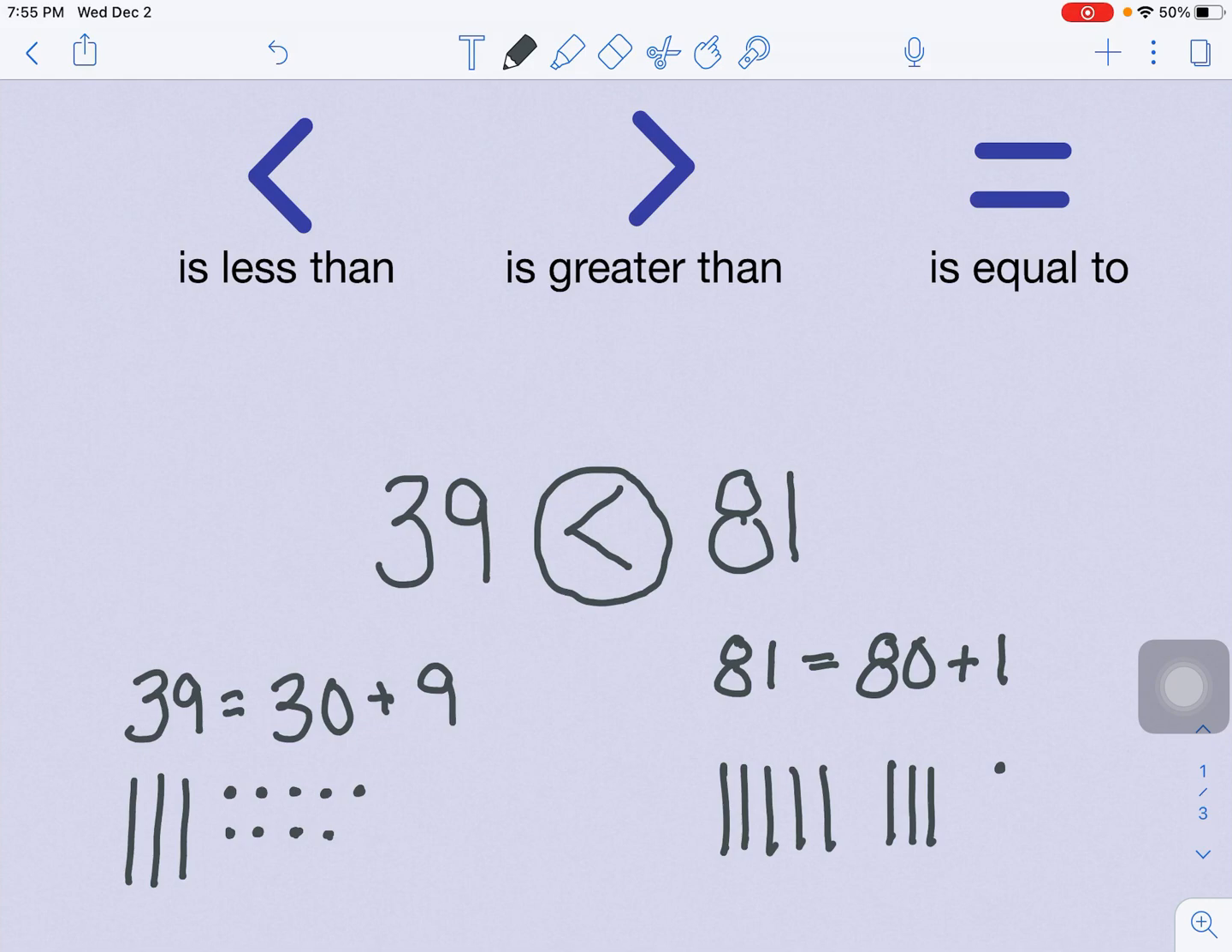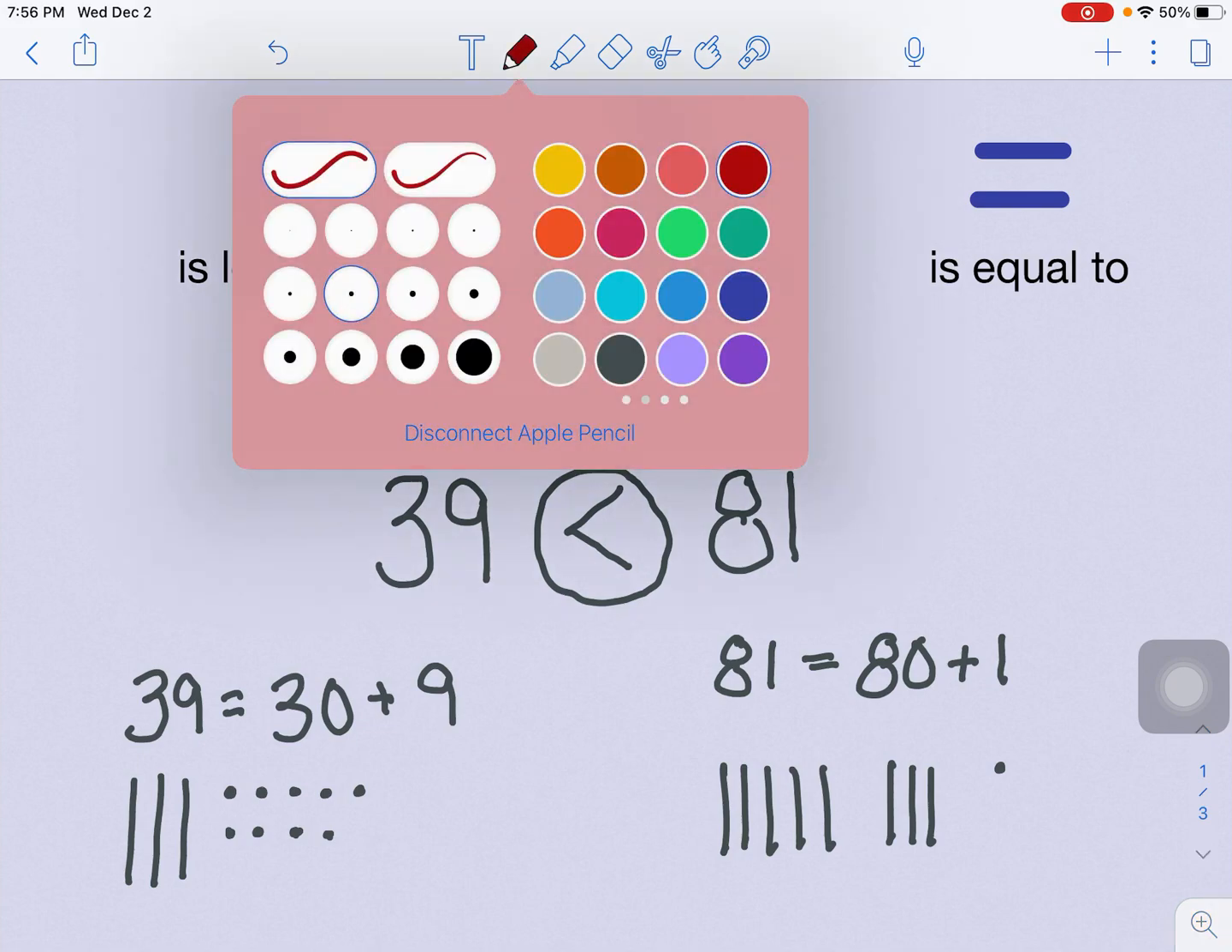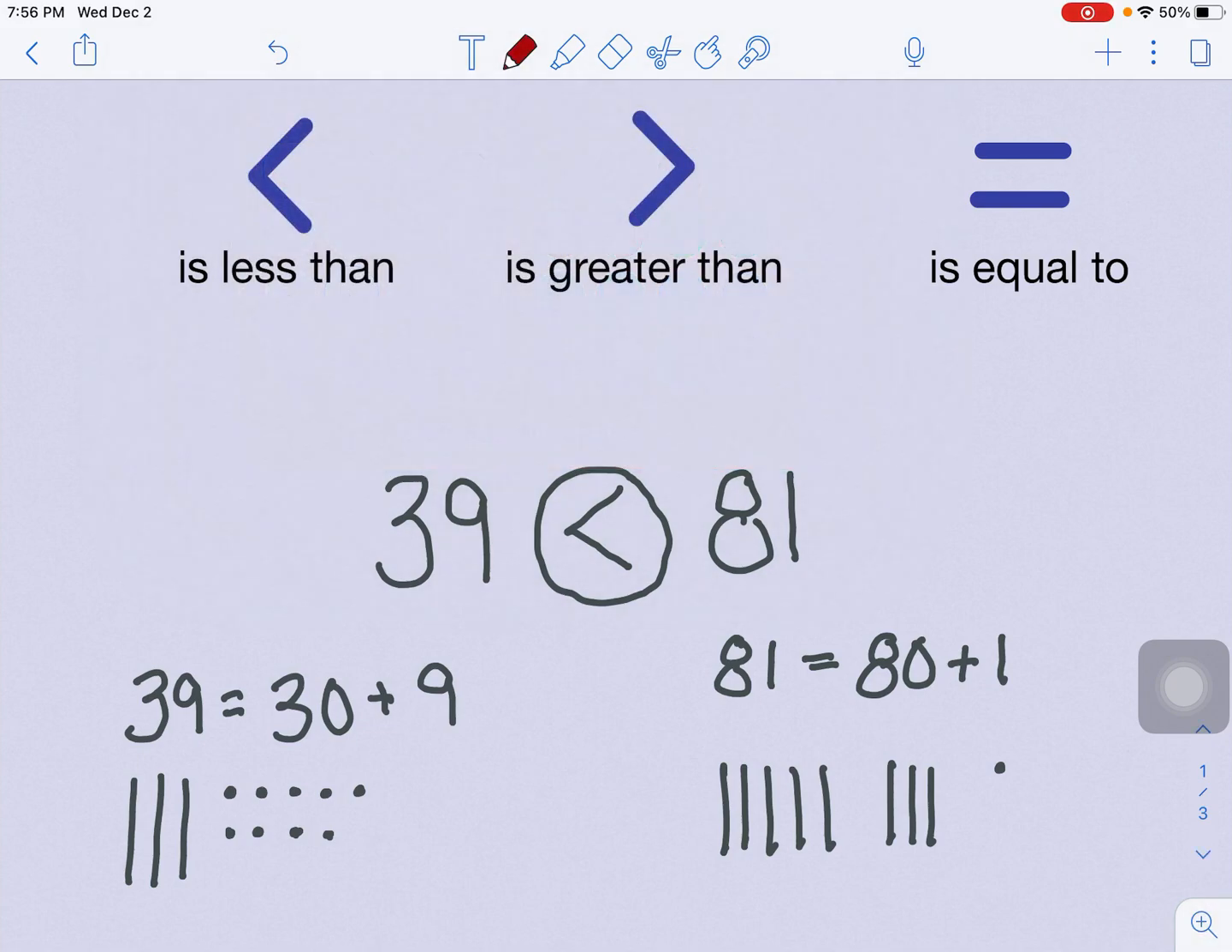What's another way that we could say this comparison? Well, another way we could think about it, I'm just going to go ahead and change my colors here, is if we wanted the sign like the fishy lips over here, then which number would we put over there? Again, the 81. And now it reads 81 is greater than 39. So it could be either way, depending on where the numbers are.